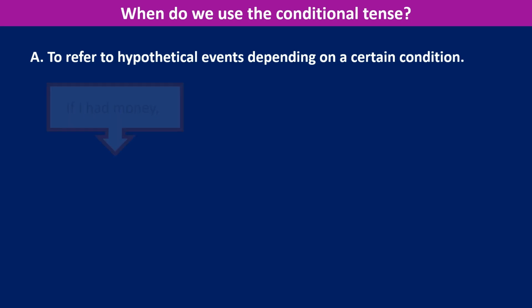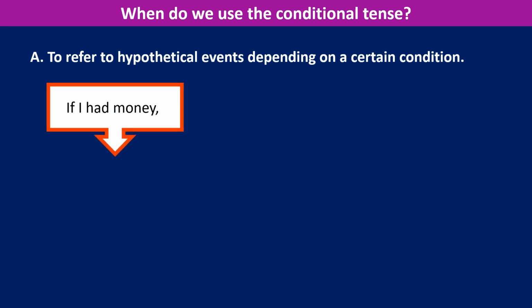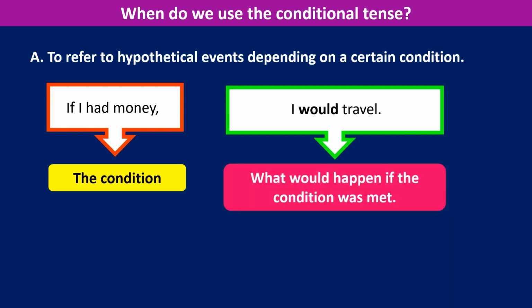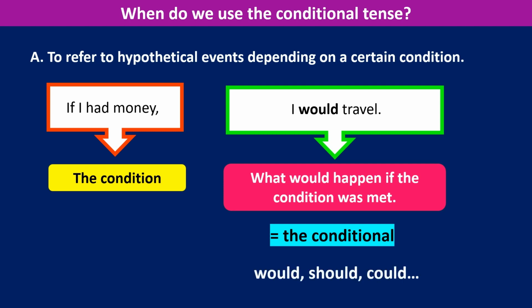If I had money is the beginning of a sentence and it's also the condition for the rest of the sentence. I would travel. So if I had money is the condition and I would travel is what would happen if the condition was met. And this is when we use the conditional. In English, quite often it's translated with would, should, could, etc.